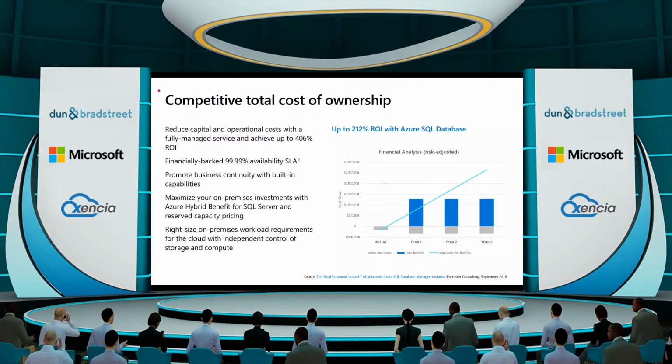This is a quick TCO, right? So reduce capital and operational cost, financially backed 99.9% high availability, and promote business continuity, and maximize your on-premises investment by bringing in the Azure hybrid benefit, and right-size on-premises workload requirements for the cloud. See, you have independent control over the storage and the compute.